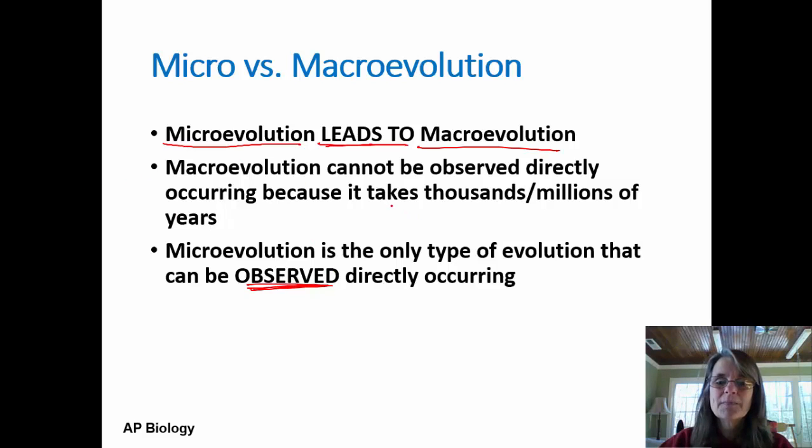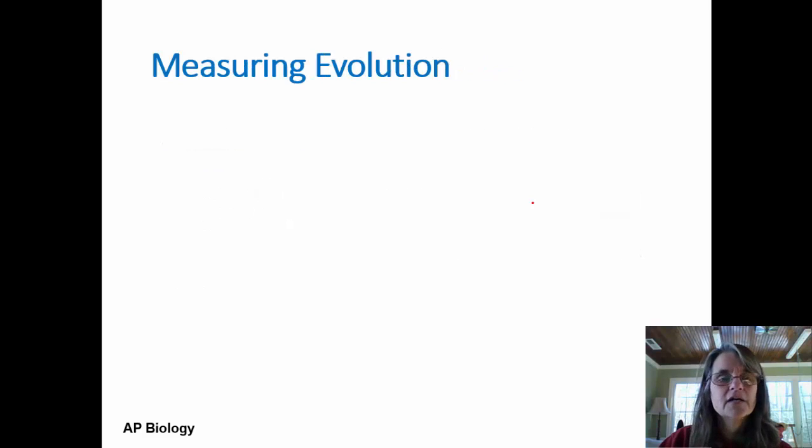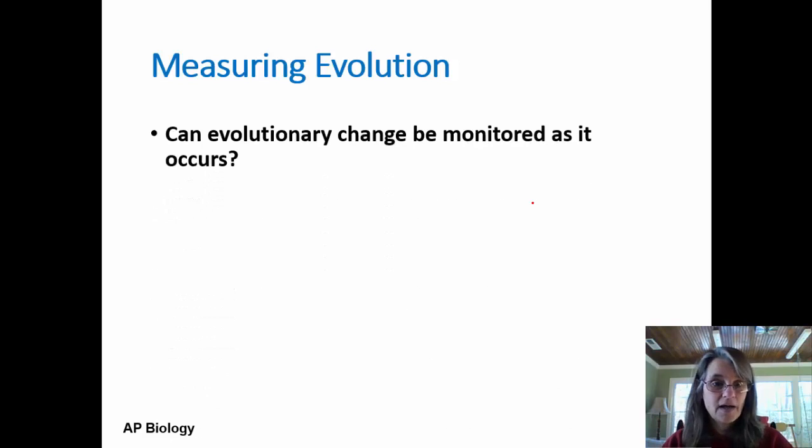Now, just because we might not be able to directly observe macroevolution because it takes so long doesn't mean we can't see the evidence that it has occurred. We can see that in all the ways that we've already talked about. So let's focus in on microevolution because we can observe that occurring, we can measure it. How can we measure evolutionary change?